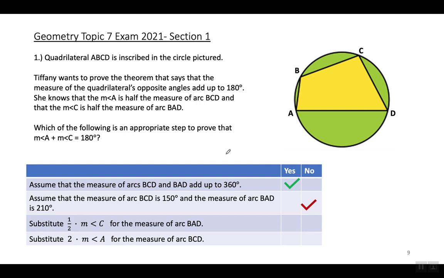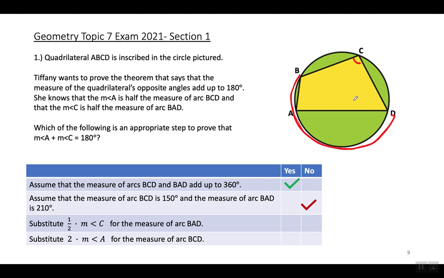Substitute 1/2 times the measure of angle C for the measure of arc BAD. Here's arc BAD. Would you substitute for the measure of this arc? Would you substitute 1/2 times the measure of angle C? That's wrong. It should be 2 times the measure of angle C.